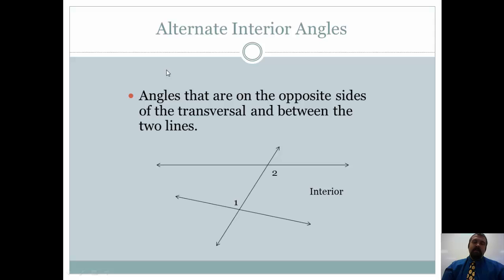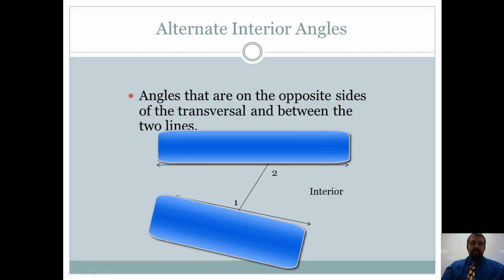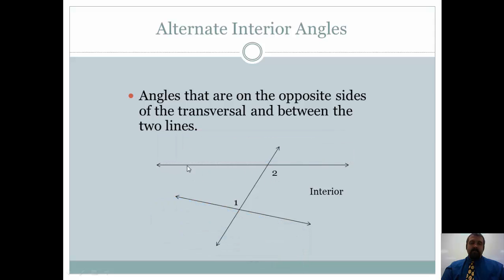Alternate interior angles are angles that are on opposite sides of the transversal and between the two lines. Alternate: opposite sides of the transversal. Interior: between my two lines. So right here, with this transversal, opposite sides would be like 1 and 2 here. Between these lines is what we call the interior. So all 4 angles here, 1, 2, 3, 4, would all be interior. Alternate interior just means opposite sides. So 3 and 4 would be another pair of alternate interior, just like 1 and 2 were.